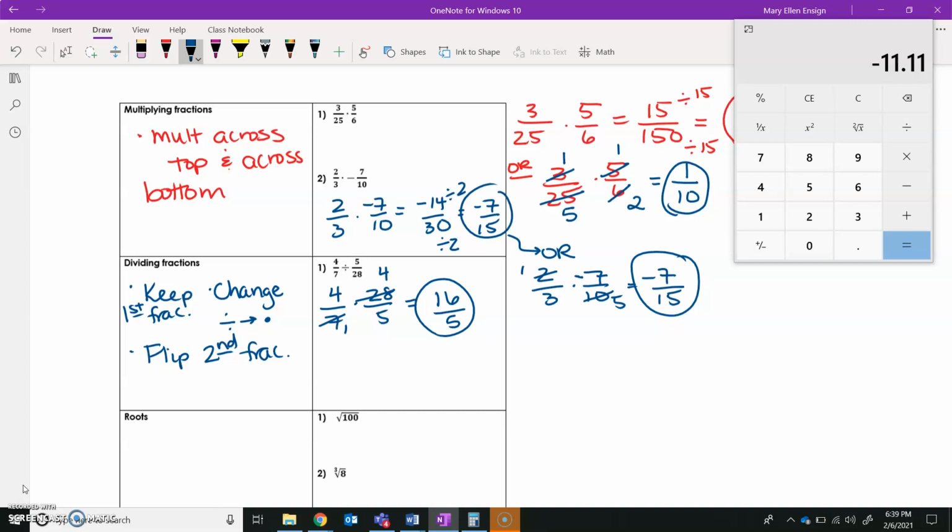Dividing fractions, we keep the first fraction, we change that division to a multiplication, and then we flip the second fraction. And then it's just a plain old multiplication problem. Now, rather than me trying to figure out 4 times 28, I just chose to use the method where I cancel out. 7 and 28 both have a common factor of 7, so I can take 7 out of both of those. So 7 becomes a 1 and 28 becomes a 4, and I get 16 over 5.